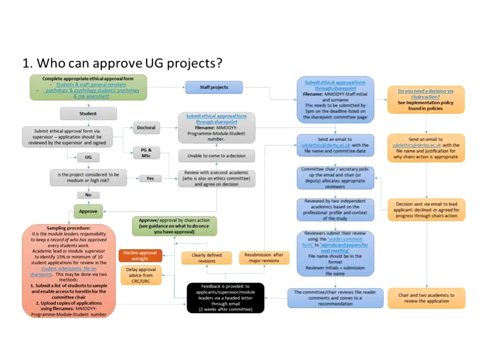I'm going to ask a few questions and then provide you with some answers. So, who can approve undergraduate projects? So undergraduate projects can be approved by the supervisor and also a second academic as well as their concerns.